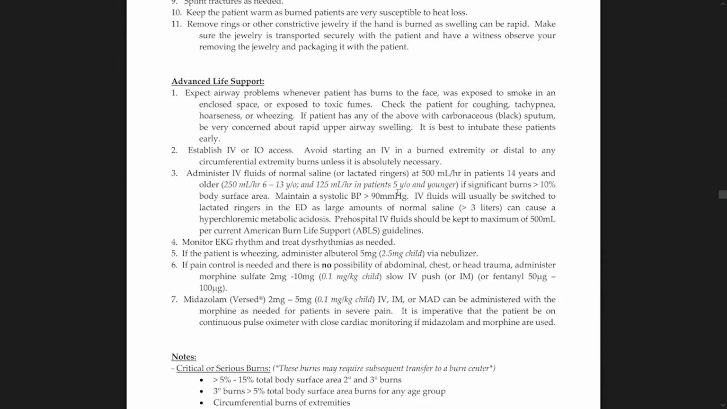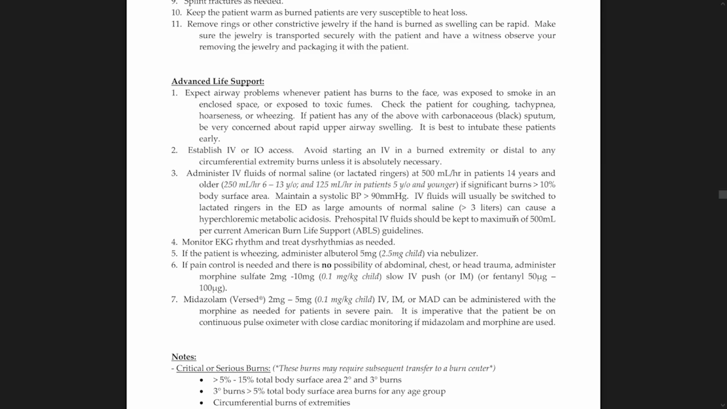For ALS, or advanced life support, expect airway problems whenever the patient has burns to the face, was exposed to smoke in an enclosed area, or exposed to toxic fumes. Check the patient for coughing, tachypnea, hoarseness, or wheezing. If the patient has any of the above with carbonaceous or black sputum, be very concerned about rapid upper airway swelling. It is best to intubate these patients early on.